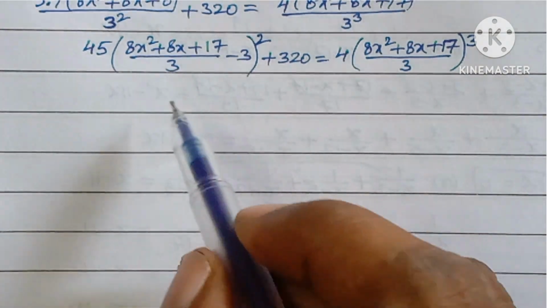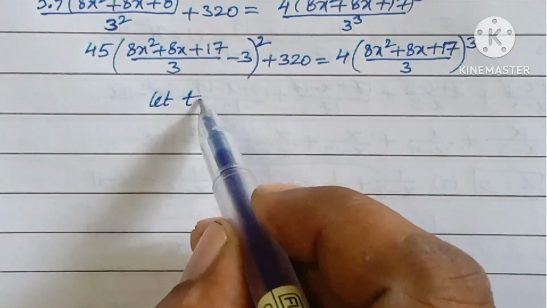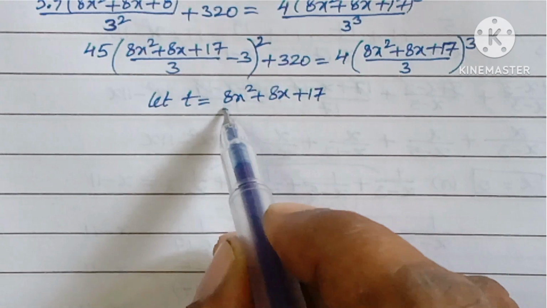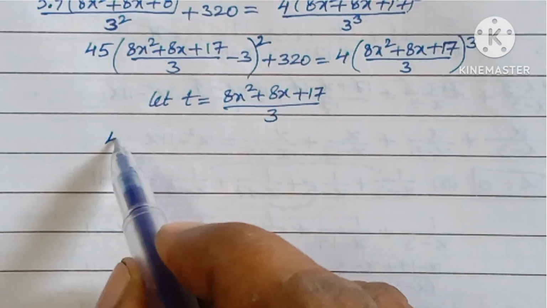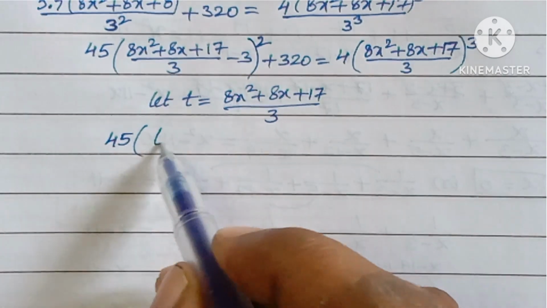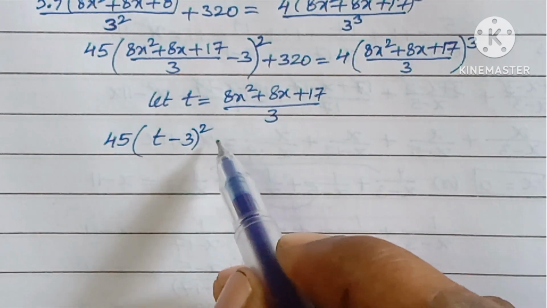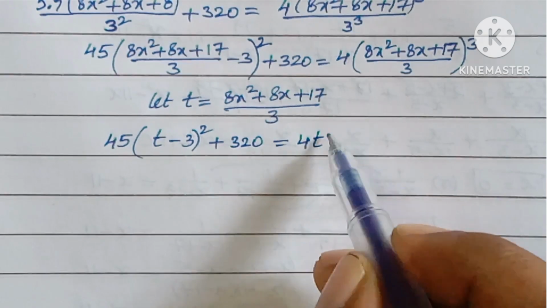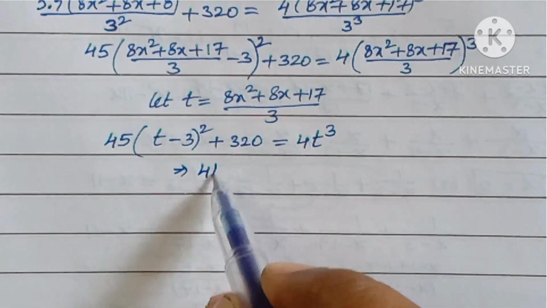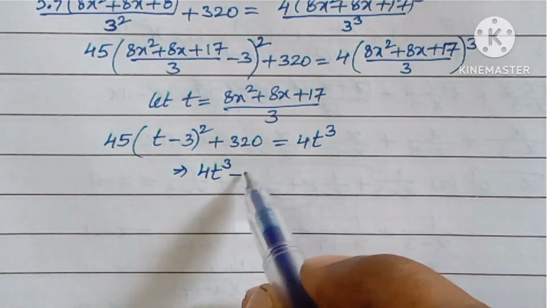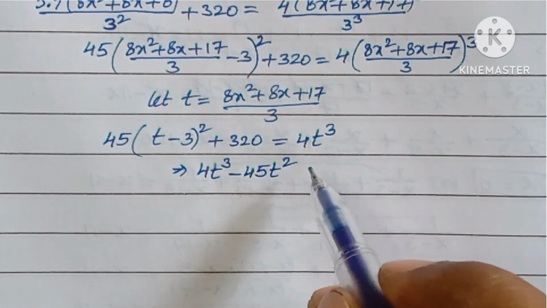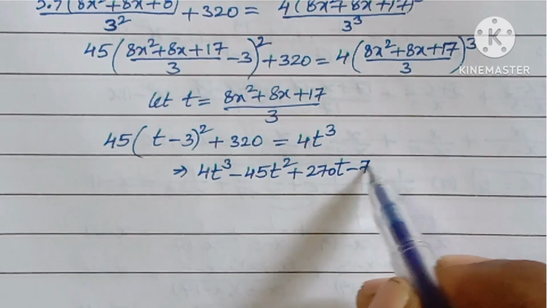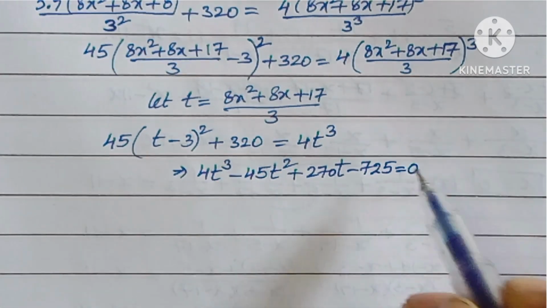From this you can write, let t is equal to (8x square plus 8x plus 17) over 3. Then the equation will be 45 into (t minus 3) whole square plus 320 is equal to 4t cube. If you send all the terms to one side, 4t cube minus 45t square plus 270t minus 725 is equal to 0.